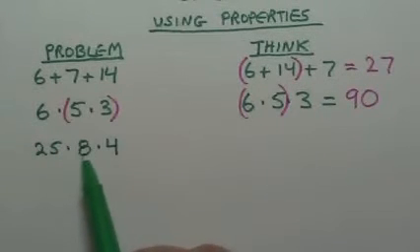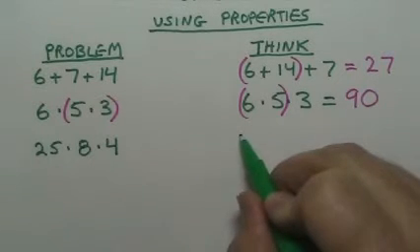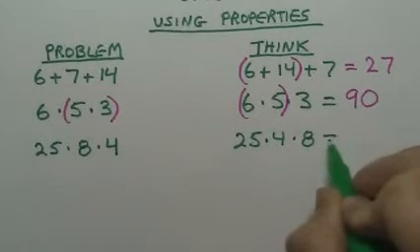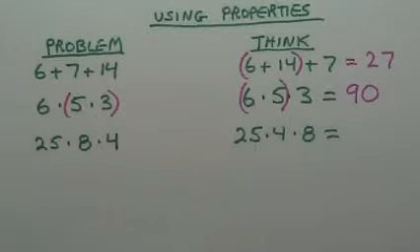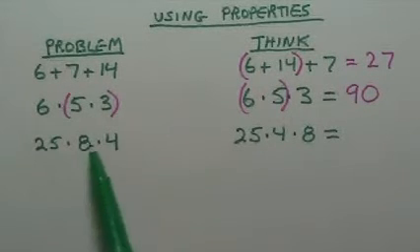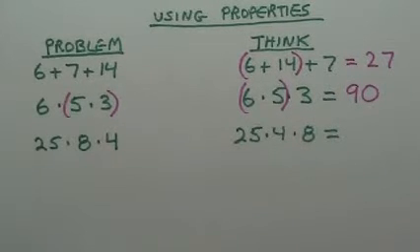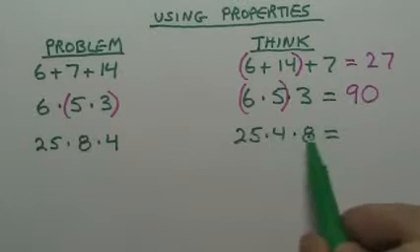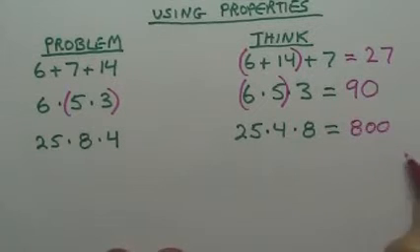Next one, 25 times 8 times 4. Now I'm going to rewrite this. Okay, is this associative or is this commutative I just did? Let's see, 25, 8, 4, 25, 4, 8. I changed the order. That would be commutative. So if I change the order, now look at this, 25 times 4, that's 100. 4 quarters is 100. 100 times 8 is 800.